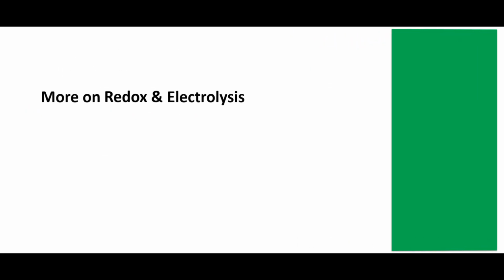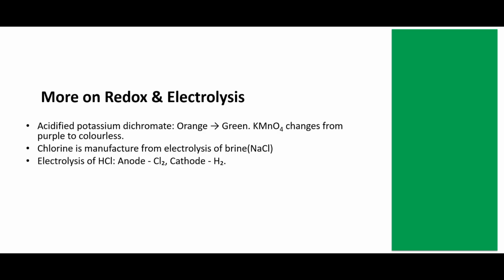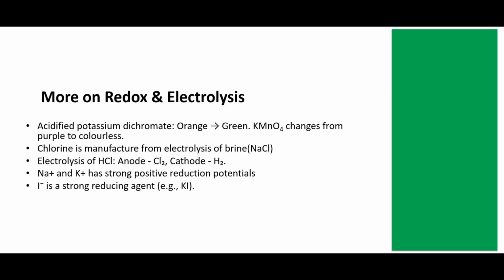Acidified potassium dichromate changes from orange to green when it oxidizes something. Note, chlorine gas is made by electrolyzing brine, which is just salty water. During electrolysis of hydrochloric acid, chlorine gas appears at the anode, hydrogen gas at the cathode. Sodium and potassium ions both have positive reduction potentials. Despite the fact that iodine is a nonmetal, iodide ion gives away electrons easily, making it a strong reducing agent. We can see that in potassium iodide.